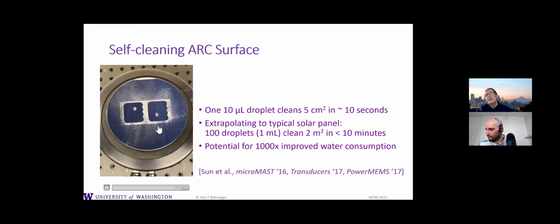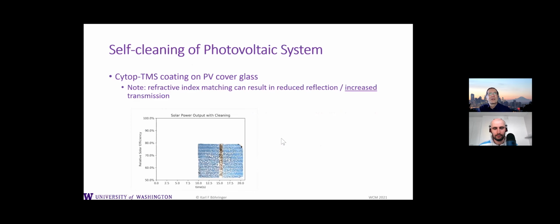So you can extrapolate from that and see that with about 100 droplets of just 1 milliliter, you can clean an entire typical solar panel with about 2 square meters. Here's a demonstration of how this could also be done. So again, we have a drop of water on a small solar panel in this case, just a lab demonstration. And while it's moving along, picking up the dust particles, you can see that the solar cell output is increasing.